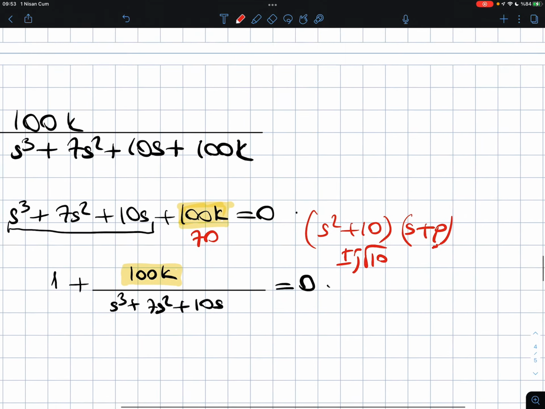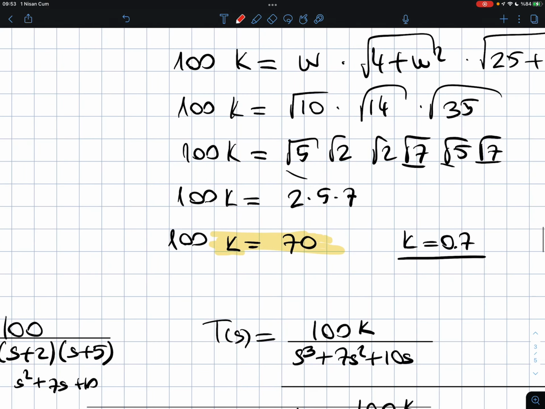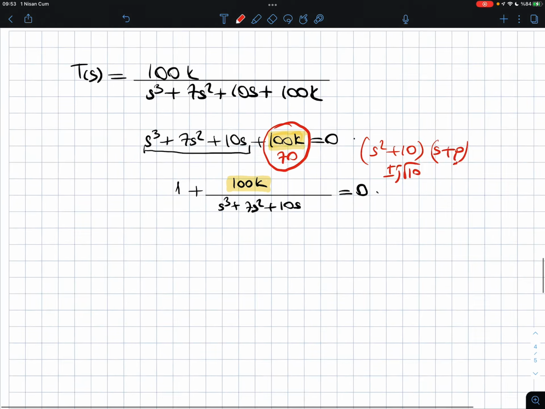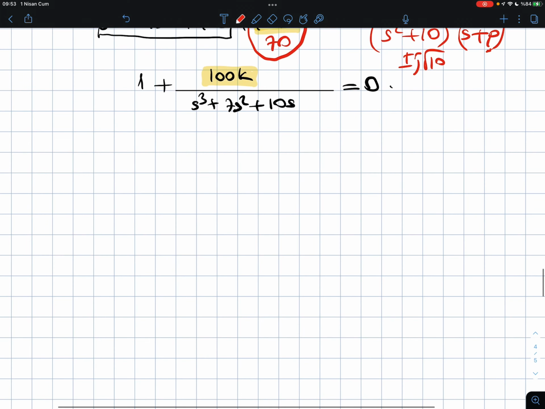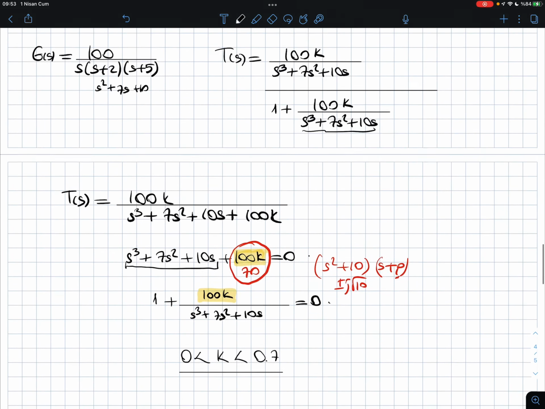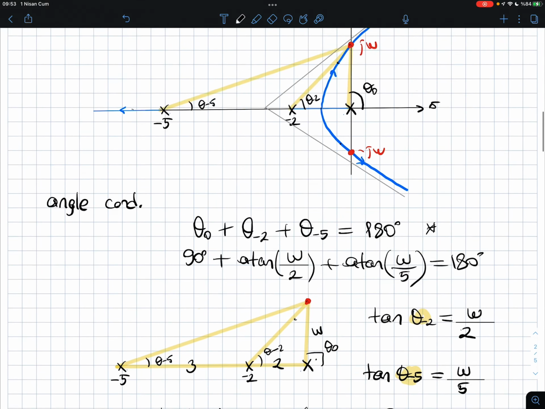But we've calculated k, and we should be aware of the fact that the left-hand side of the gain condition should be this term here. So therefore, this should be 70, therefore k is 0.7. Now, according to these, we found actually the stability interval, namely 0 less than k less than 0.7. This is the end result. Now, this is not the only way of calculating the interval here. This was actually method 1.